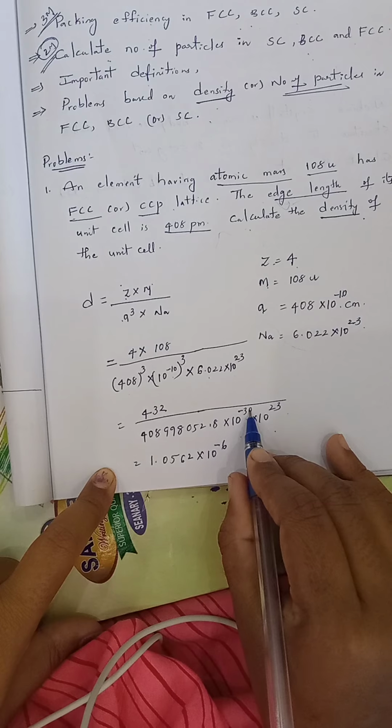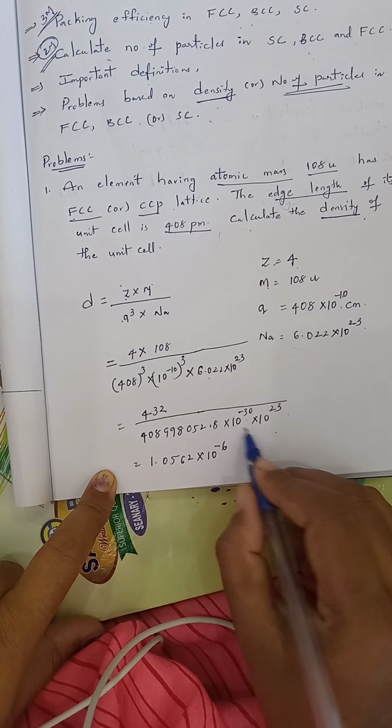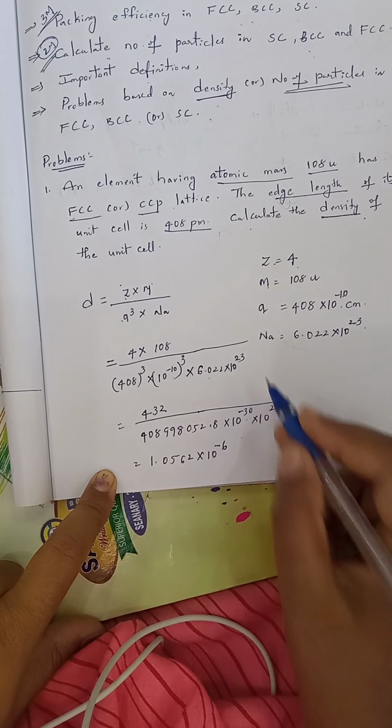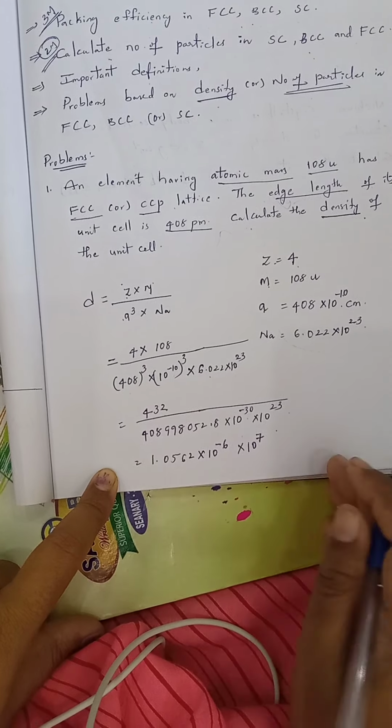10 to the power of minus 30 into 10 to the power of 23 is nothing but 10 to the power of minus 7. This denominator minus 7, when it comes to the numerator, it becomes plus 7, 10 to the power of plus 7. So 10 to the power of 7 into 10 to the power of minus 6 becomes equal to 10 to the power of 1, that is 10.